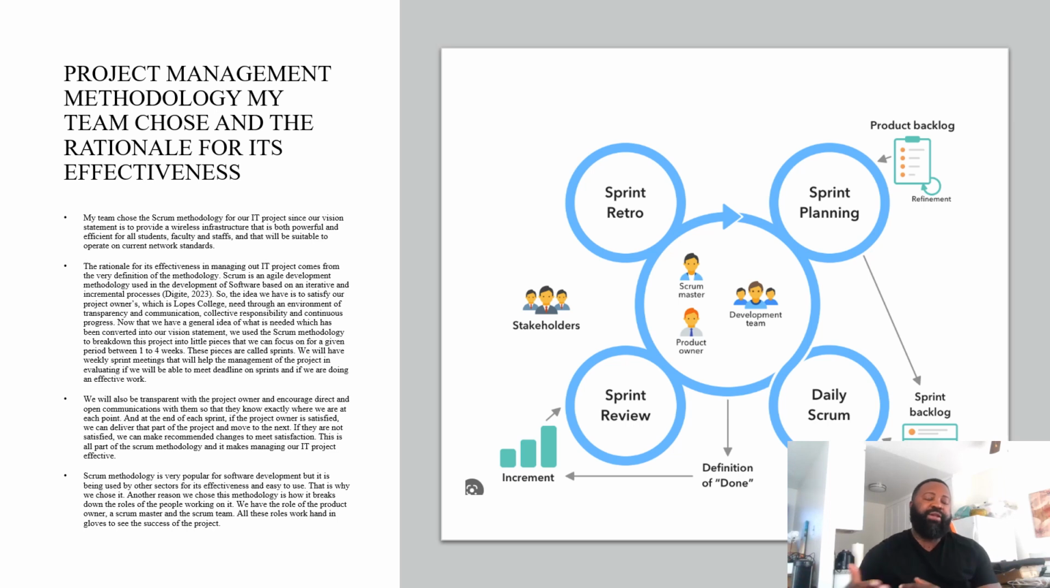And at the end of each sprint, if the project owner is satisfied, we can deliver that part of the project and move to the next, which is the idea of having sprints anyway. When you break down a project into these sectors, which are called sprints or iterations, you can focus all your resources on each sprint for a period of ideally between 2 to 4 weeks. And then this can be delivered at the end of each sprint, independent of the final project, so that when you finish the sprint, you can deliver it if it's necessary.